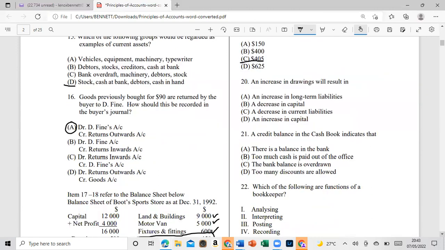405. Move on to 20. An increase in drawings will result in A, an increase in long-term liability, B, a decrease in capital, C, a decrease in current liabilities, or D, an increase in capital? That would be B, a decrease in the capital. Drawings. All right, let's move on to 21. So that would be B.